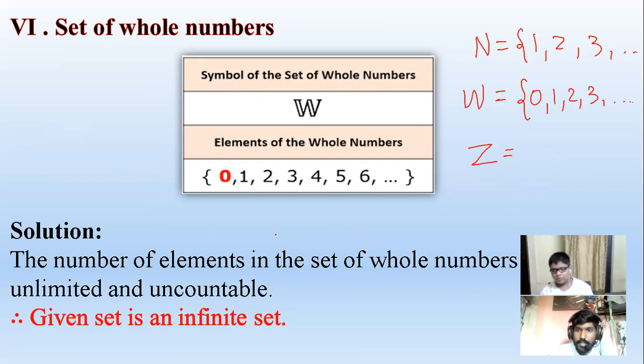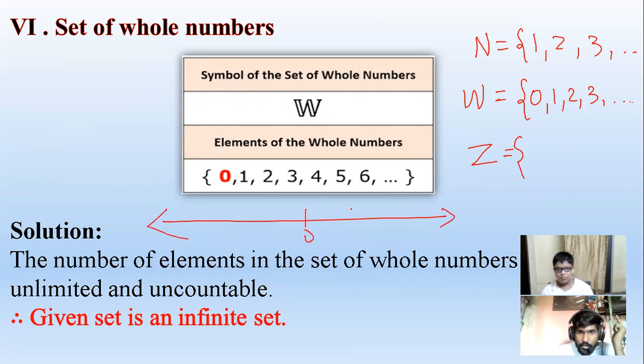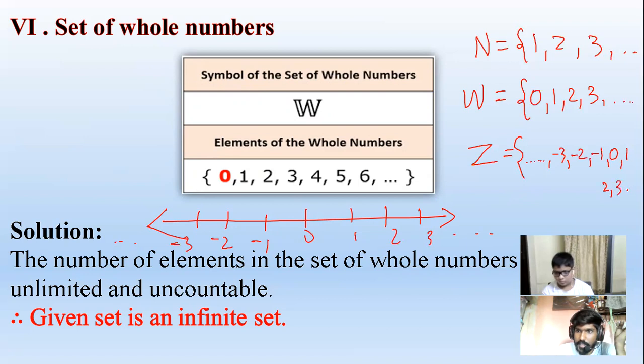Think about the number line. In the number line, how do we do? We write zero, here one, two, three, and so on. And here minus one, minus two, minus three, and so on. So the set of integers can be written like this: dot, dot, dot, minus 3, minus 2, minus 1, 0, 1, 2, 3, and dot, dot, dot. Okay, this is the way you write integers. Keep these very important points: natural numbers, whole numbers, integers.